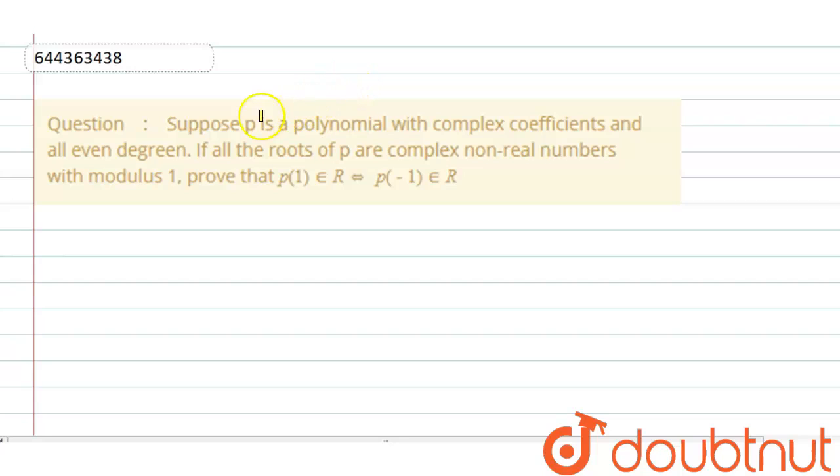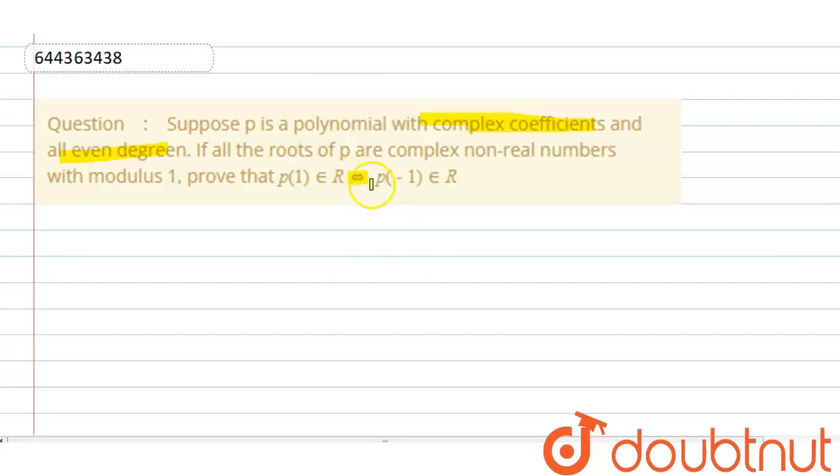Hi guys, now we'll solve a question on complex numbers. The question says, suppose p is a polynomial with complex coefficients and all even degrees. If all the roots of p are complex non-real numbers with modulus 1, then prove that p(1) belongs to real numbers, which doubly implies p(-1) belongs to real numbers.